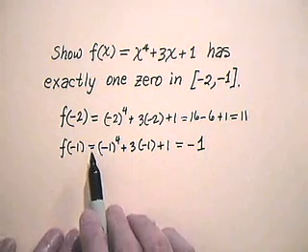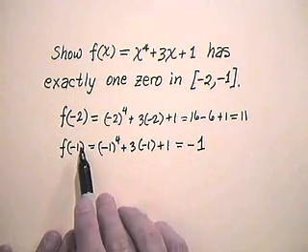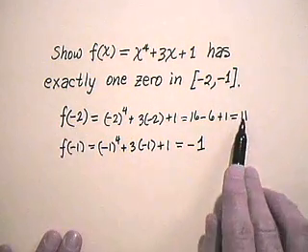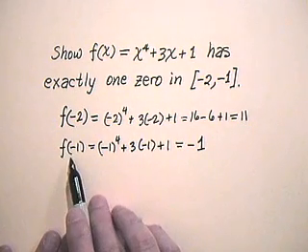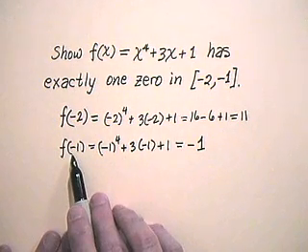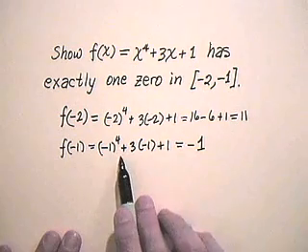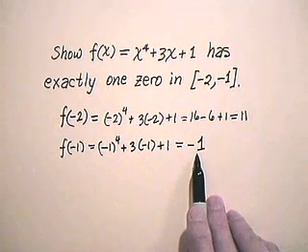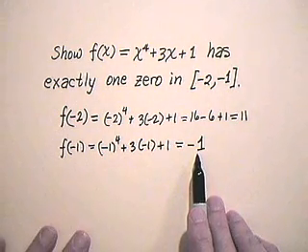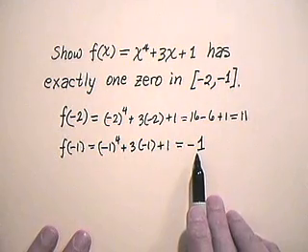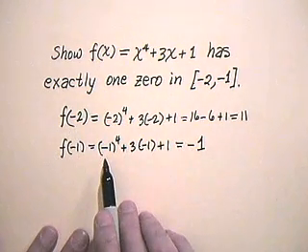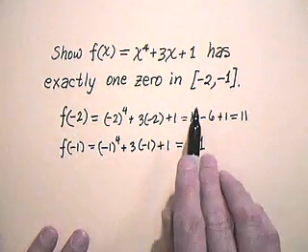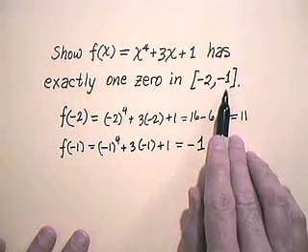So now what we've found is at the one endpoint, -2, the function takes a positive value. At the right endpoint, -1, the function is taking a negative value. And so by the intermediate value property of continuous functions, we know this function has at least one 0 in that interval.